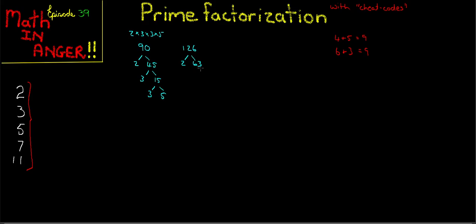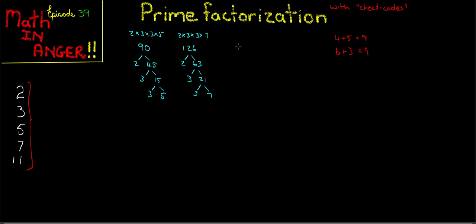So 3 goes into 63, and if you do the division, you get to 21. 21 is divisible by 3. Yes, 2 plus 1 is 3. So 3 can go in there again, and then it goes in there 7 times. So our prime factorization then is 2 times 3 times 3 times 7.